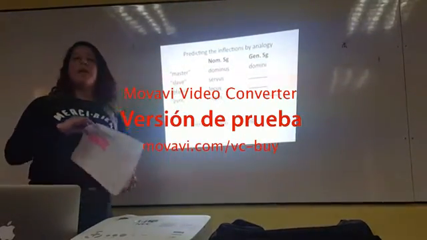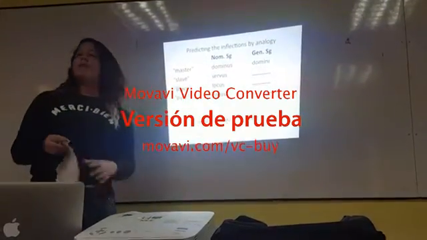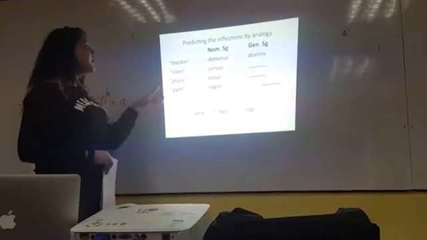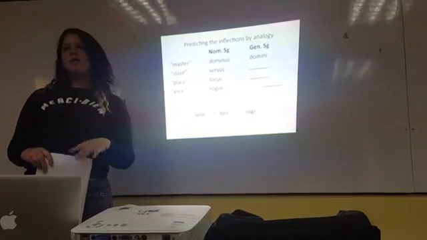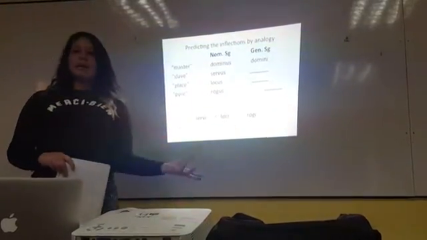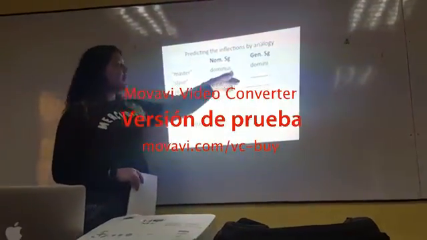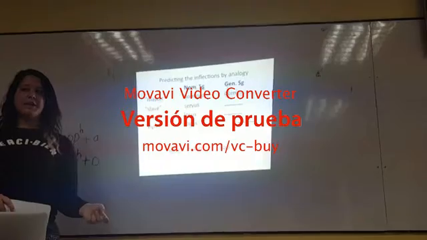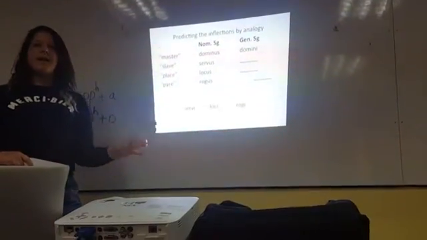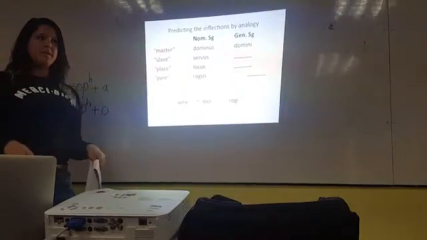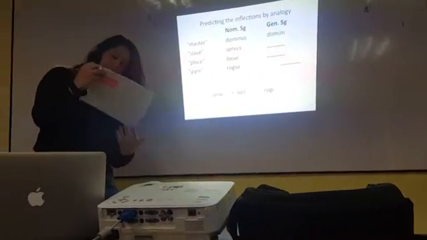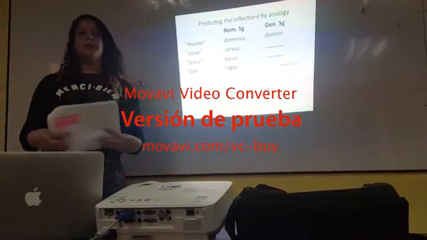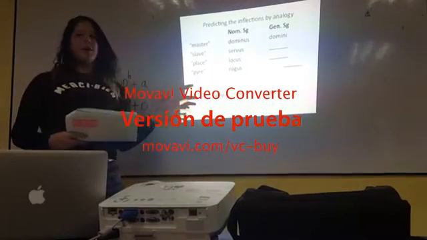We can say that there is another pattern. For example, in the word master, the nominative singular is dominus and the genitive singular is domini, which changes the us to i. And we can say that we can predict inflections by analogy. Analogy plays an important role because it helps to predict inflection in morphological processes.